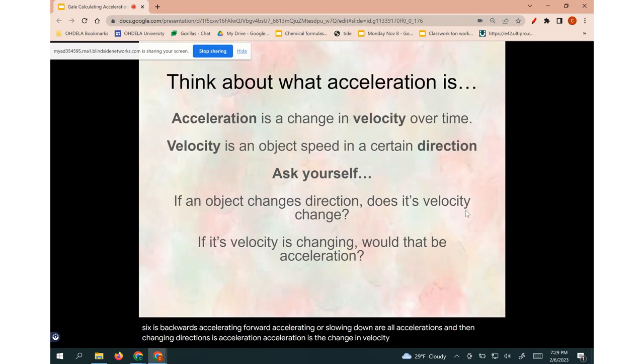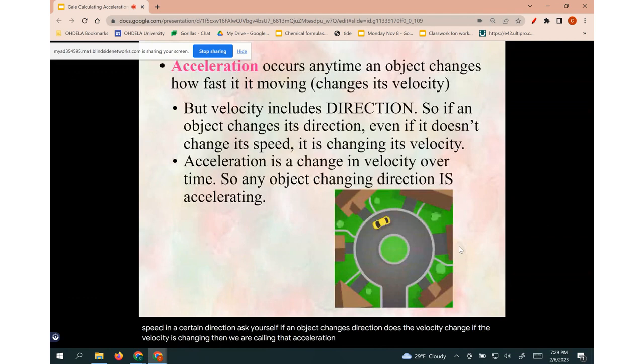Acceleration is the change in velocity over time. Velocity is an object's speed in a certain direction. Ask yourself, if an object changes direction, does the velocity change? If its velocity is changing, then we are calling that acceleration. Acceleration can occur anytime an object changes how fast it's moving, but velocity includes direction, so an object changes in direction even if it doesn't change in speed. Acceleration is the change in velocity over time, so direction has a big part of it.